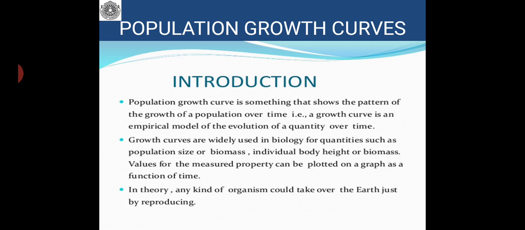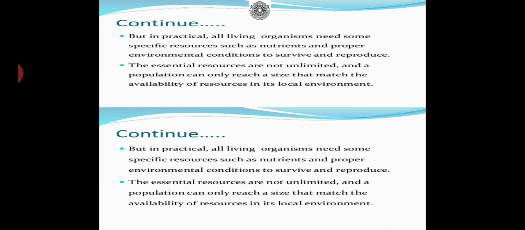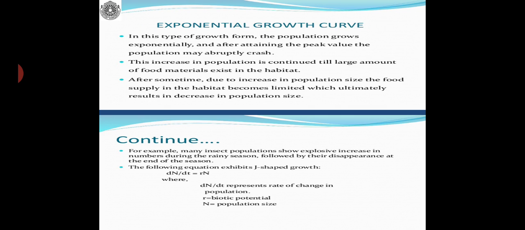In theory, any kind of organism could take over the earth just by reproducing. But in practice, all living organisms need some specific resources such as nutrients and proper environmental conditions to survive and reproduce. The essential resources are not unlimited, and a population can only reach a size that matches the availability of resources in its local environment. But in the next slide, exponential growth curve.